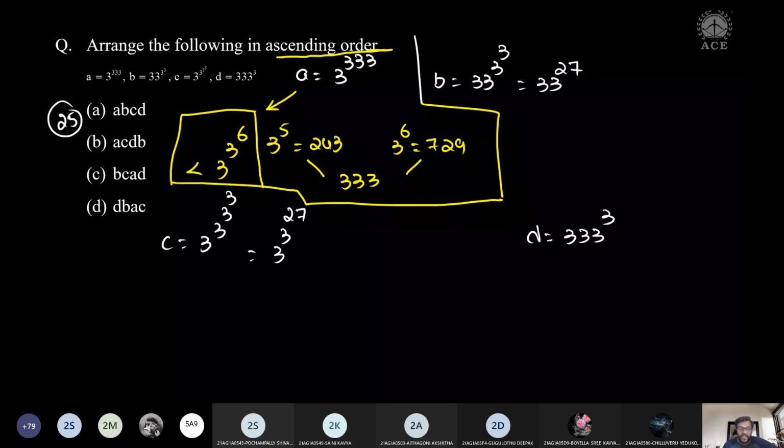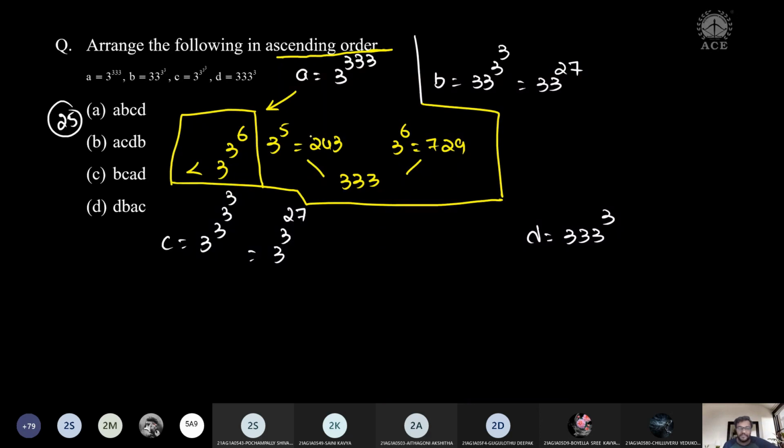Okay, so A less than C is decided. A is less than C. Option C is eliminated as A is less than C. Lesser values we should put first.